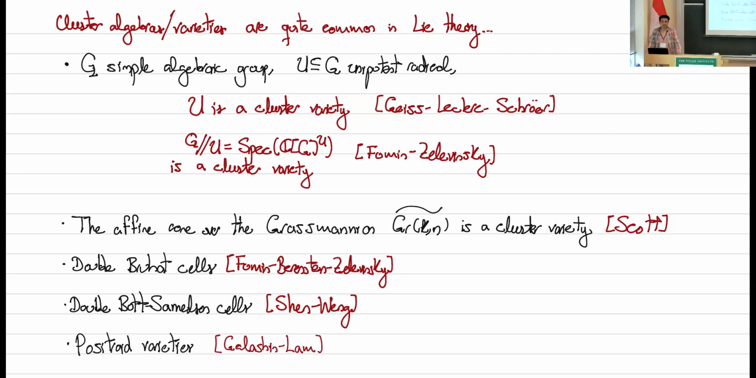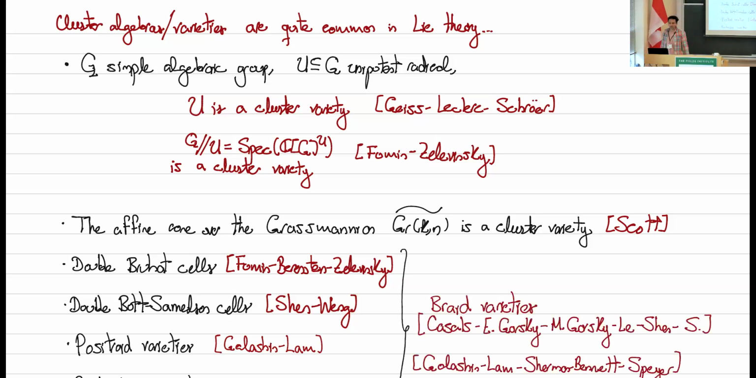Positroid varieties, which are nice varieties appearing in Lie theory and combinatorics, are cluster varieties. It was proven recently, in 2018 I guess, by Galashin and Lam. More generally, Richardson varieties, which you get in the flag variety by intersecting a Schubert cell and an opposite Schubert cell, are cluster varieties. And all these 4 examples are generalized by so-called braid varieties that I want to define next.